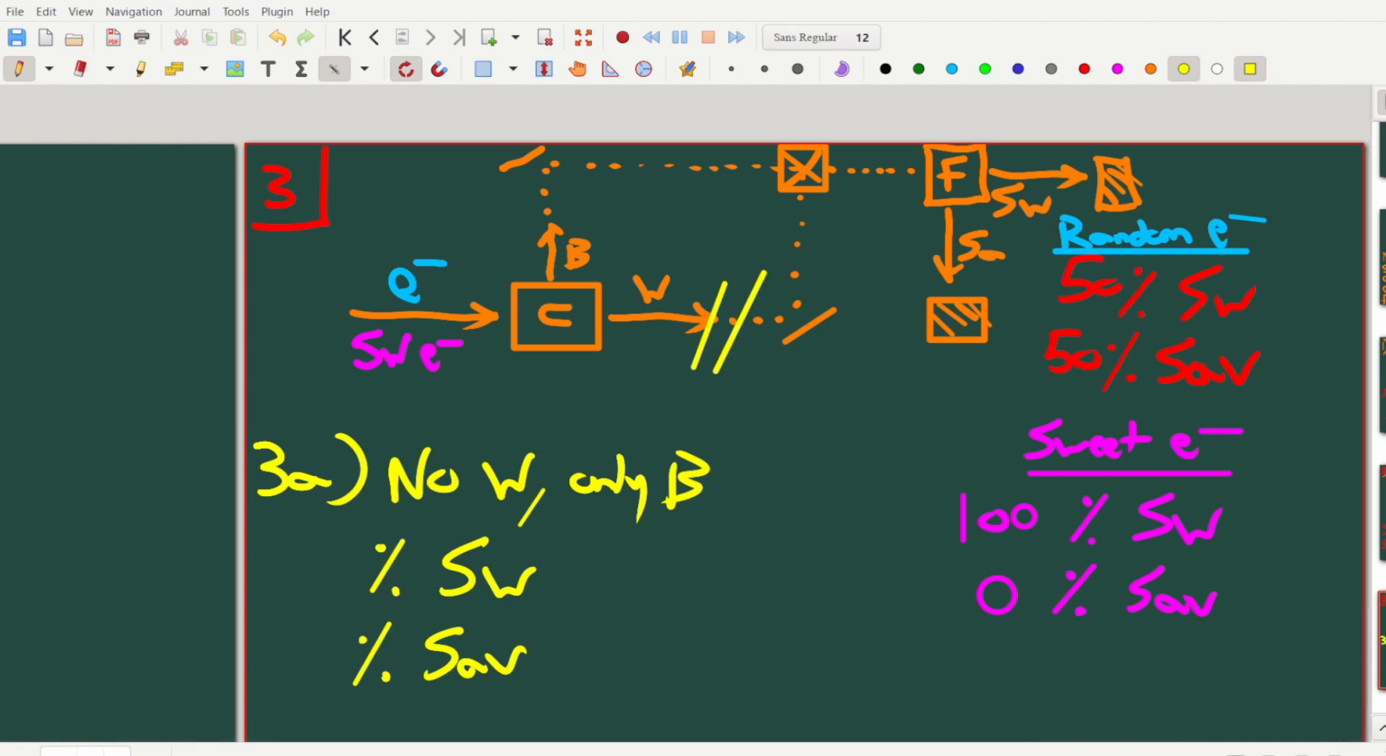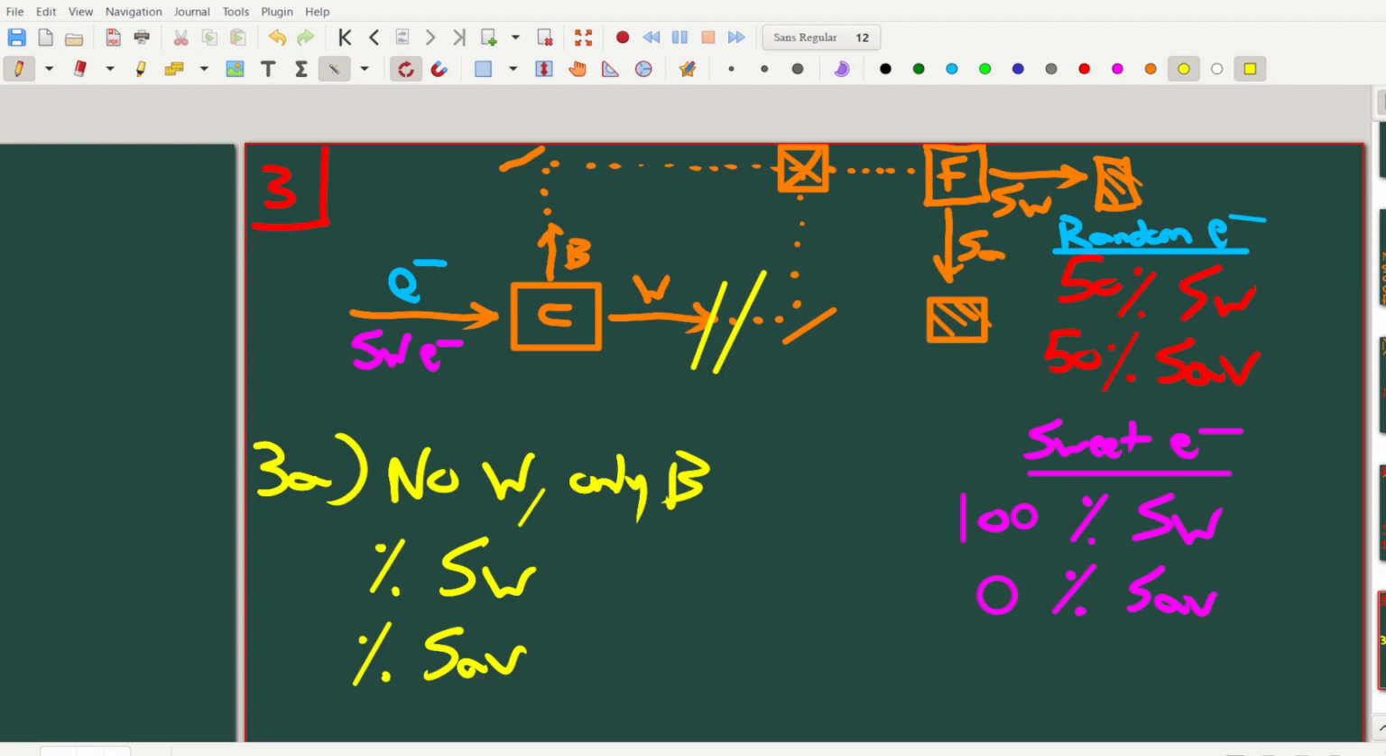I heard a 50-50. Right? Is that what someone said? 50-50? Does anyone disagree with that? Are you going in with the sweet electron? How are we getting a savory out of it? Okay. So you would say it's 100-0, right?